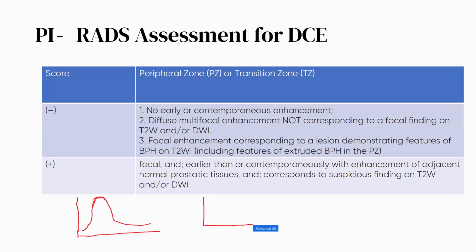Sometimes you have plateau. This is equivocal. Sometimes you have progressively increasing signal intensity without washout. This is the benign feature. So this is a malignant feature: focal, early contrast enhancement, and at the same time corresponding to a suspicious lesion on the T2 in the transition zone, or the diffusion weighted image if the lesion is located at the peripheral zone.